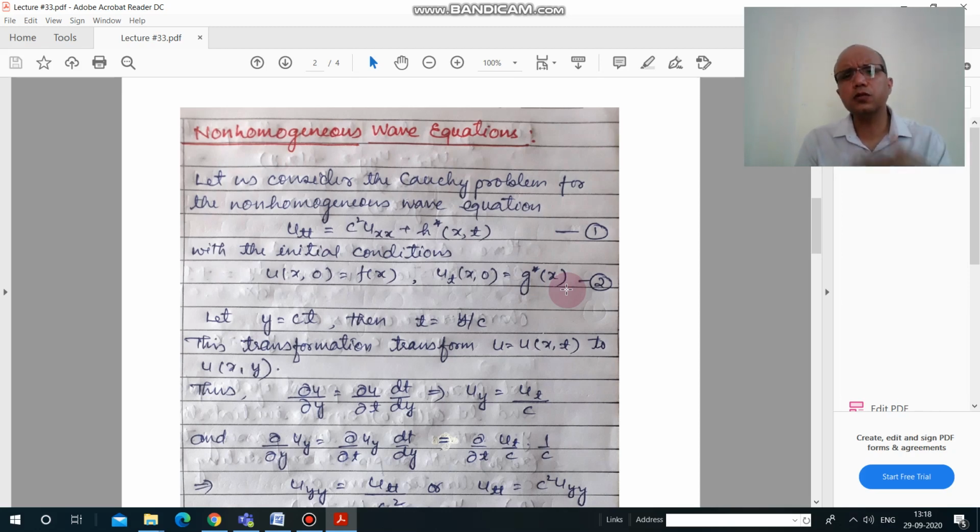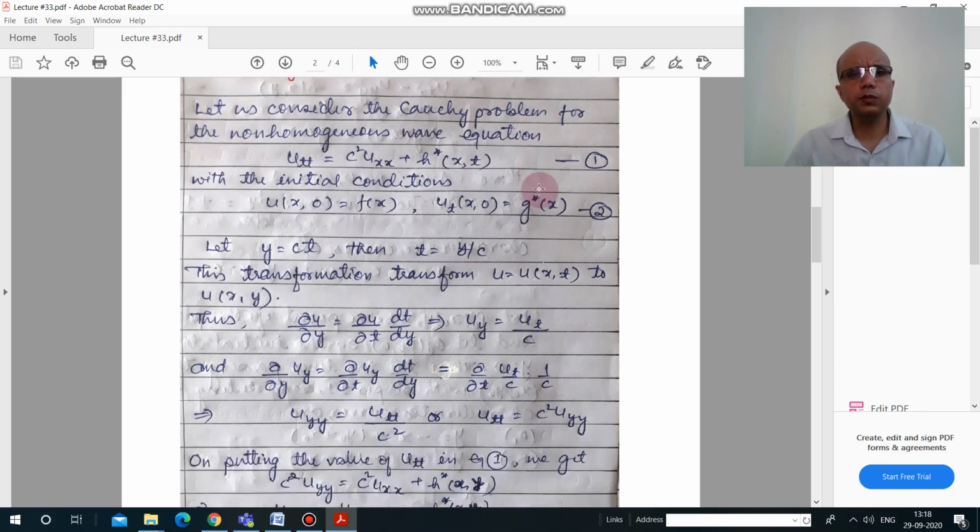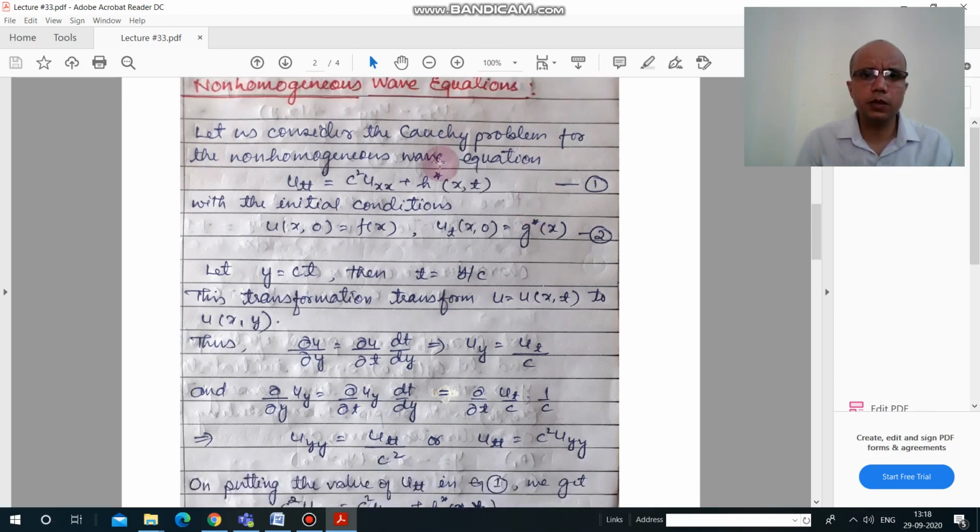This is written just to simplify the procedure, because when we transform this equation, then we will have a simple equation. Otherwise, there is no special meaning of h star and g star. You have to simply assume that h star is a function of x,t and g star is a function of x.